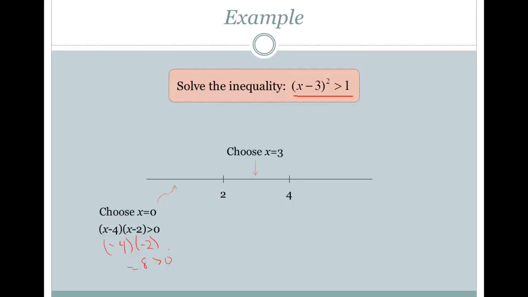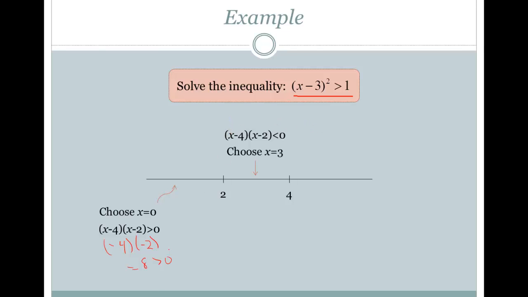Let's choose 3 in here. If I choose 3 and I look at (x minus 4) and (x minus 2), I get negative 1 times 1, which is equal to negative 1, which is less than 0. So in that particular situation, it's not going to be true. And let's look at the last one.